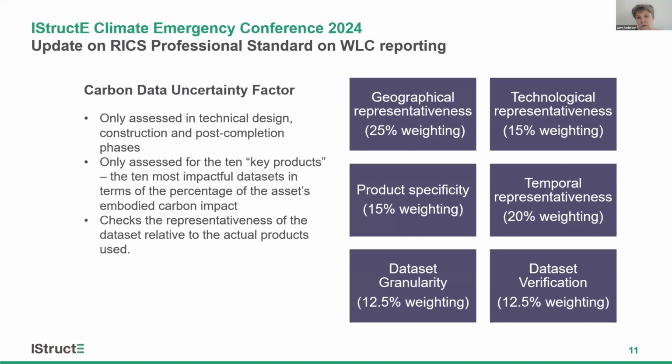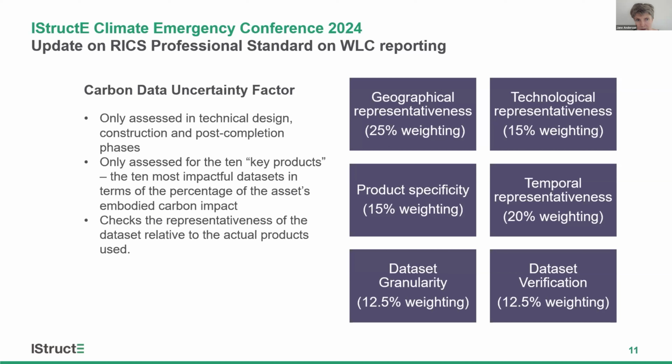So effectively, what we're asking is that, and it's only for the 10 key products, so these are the products that have the biggest impact over the life cycle of the asset, that for those 10 products, you actually assess how representative the data that you're actually using is. So if you were using an EPD, a manufacturer-specific, product-specific EPD for the exact product, then you should be getting a very high score here, and there would be very little uplift.